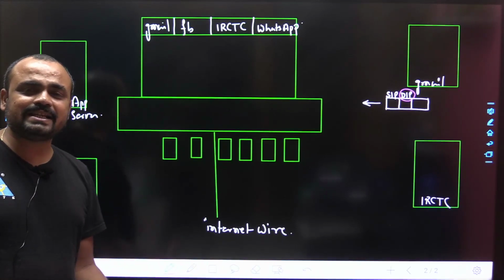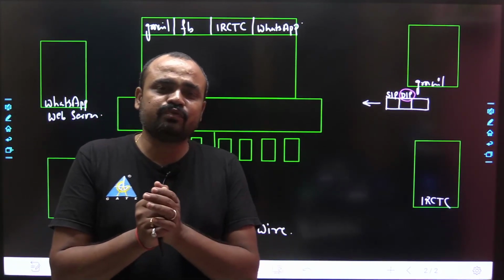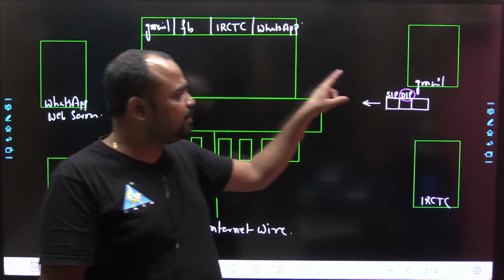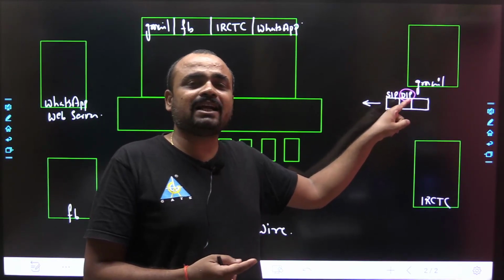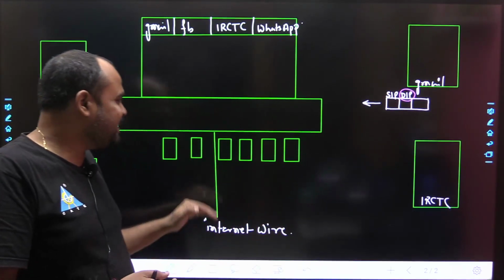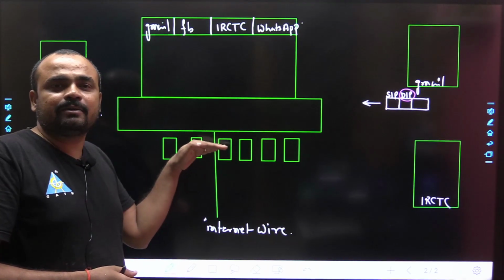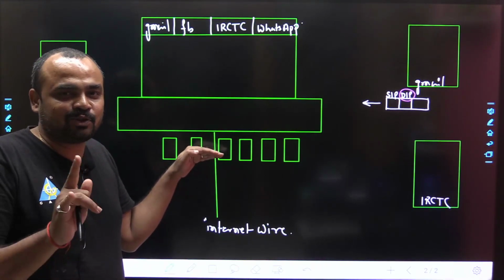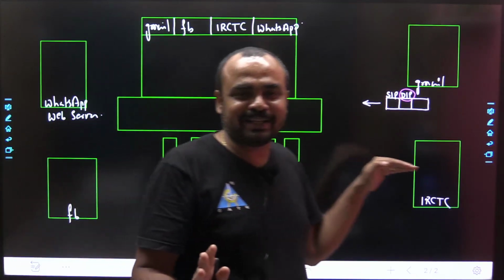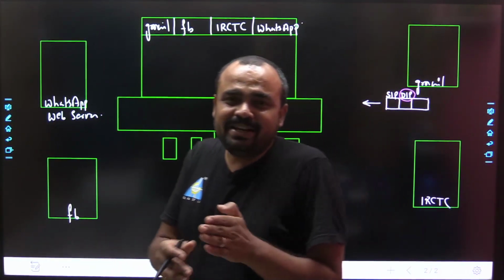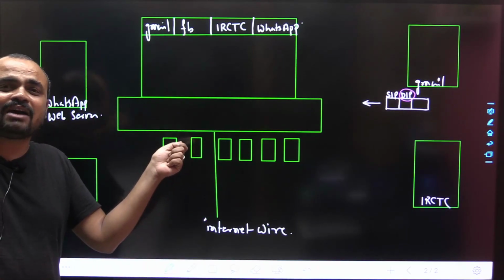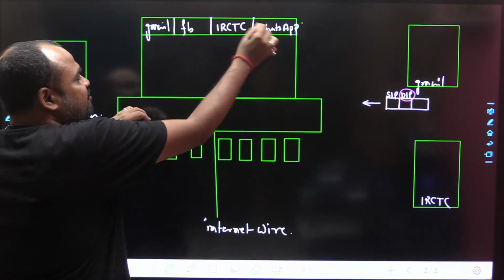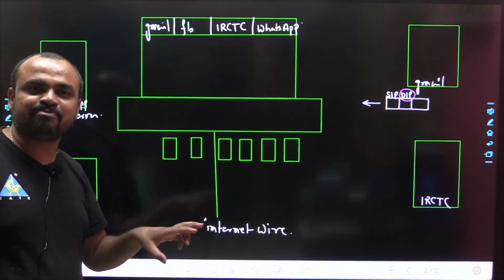Means with the help of destination IP, because the IP address is useful for host to host communication. This is one host and this is another host. So with the help of destination IP, the packet will travel through the network and finally reach this host. But delivering the packet to a particular host is not our ultimate target. Yes or no? Why? Please try to think about it. Because inside the destination host there are various applications running at the same time.